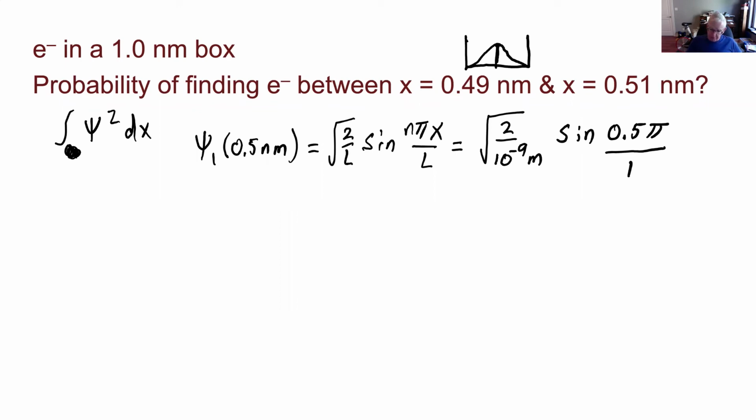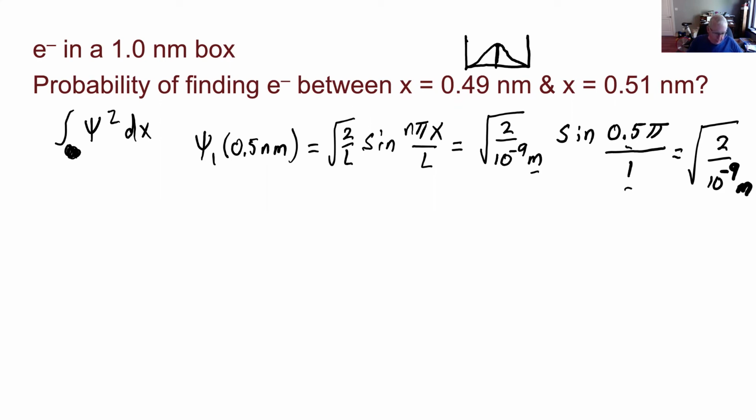I'm sort of being a little bit weird with units. Over here, I've put things in meters because I want to end up that way. In here, I've put both the 0.5 and the 1 in nanometers. The important part is that I have nanometers on the top and the bottom, so the argument of my sine function is still going to be unitless. And in fact, that's sine of 1/2 pi, so this thing is just equal to the piece in front, square root of 2 over 10 to the minus 9 meters.